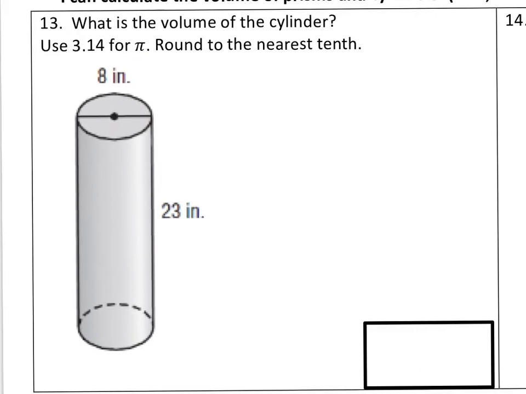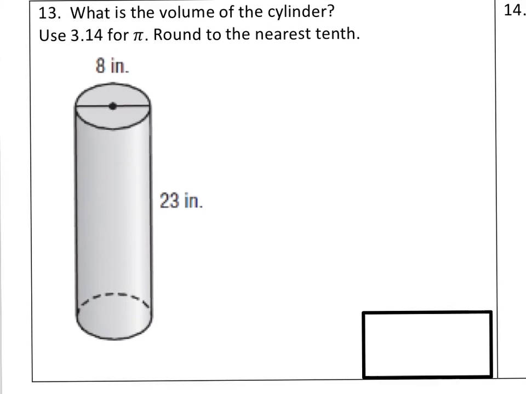Volume. All right. What is the volume of the cylinder? Well, the volume formula for prisms and cylinders is base area times the height of the prism.